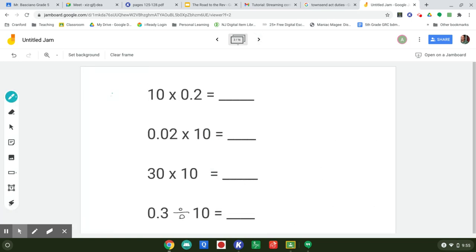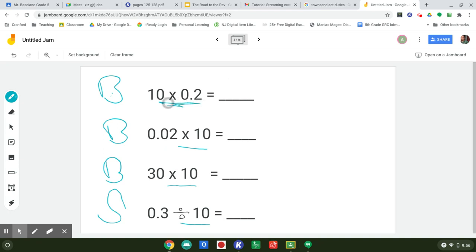So you can ask yourself these questions here. You could see you are multiplying by 10, you are multiplying by 10, and you're dividing by 10. So that basically means it's going to be bigger. Your answer is going to be bigger here. Your answer is going to be bigger here. And your answer is going to be smaller here because you're dividing by 10 on that last one.